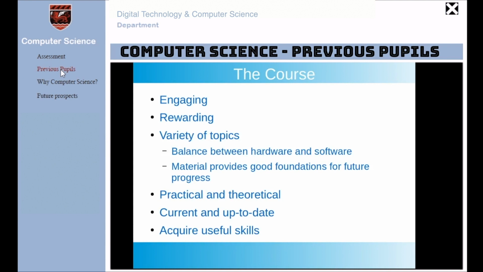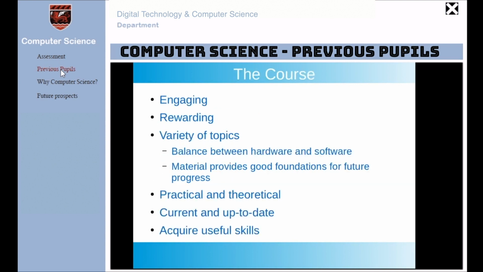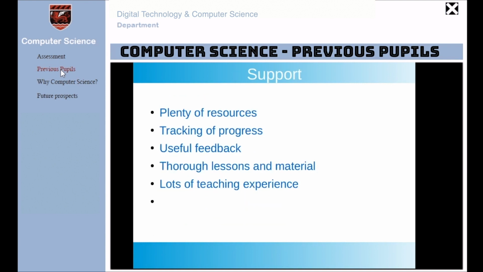It's current and up to date, so you won't be learning about a lot of technologies which have had their day, and you'll acquire useful skills, whether that be study skills, communication skills, independence, but also practical skills that are more specific to computer science and software engineering. Support in the course unit is really good because there's lots of resources. You'll be looking at either emerging technologies or well-established technologies which are widely used, and lots of material to use to help you learn the concepts.